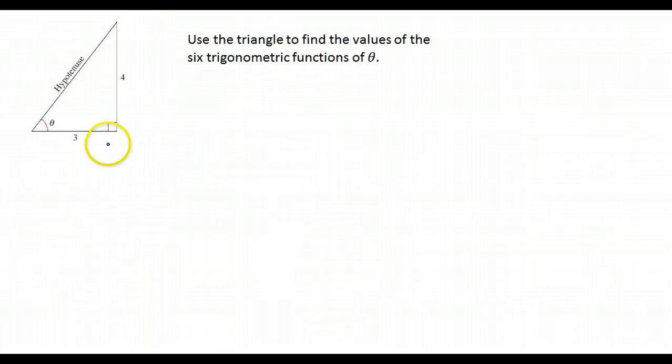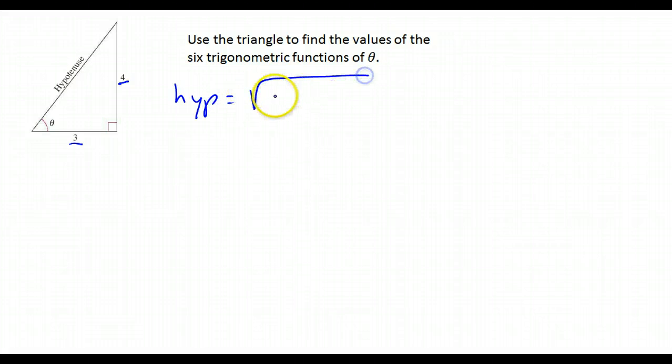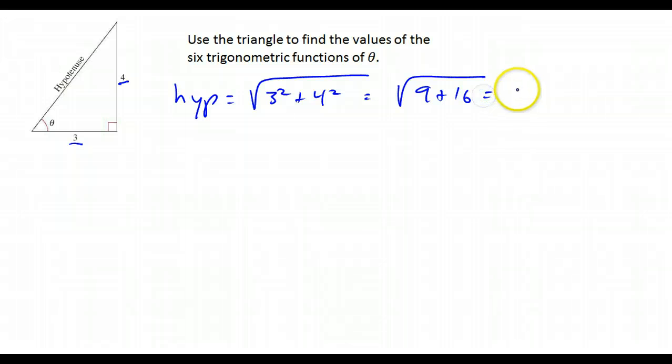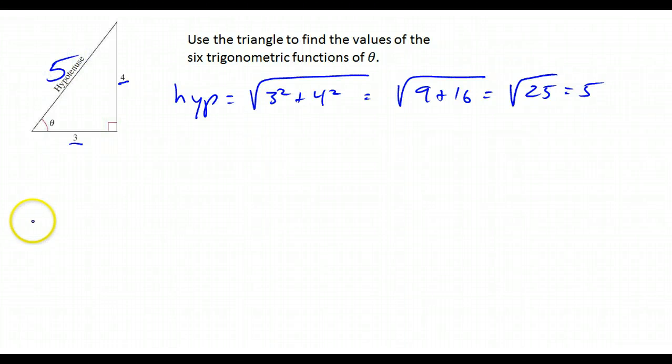So let's say we're given a triangle and we're asked to find the 6 trig functions of theta. So this is a right triangle, and one leg is 3, the other leg is 4. So by the Pythagorean theorem, the hypotenuse is going to be the square root of 3 squared plus 4 squared, which is the square root of 9 plus 16, which is the square root of 25, which is 5. You may have already figured that out because a 3, 4, 5 right triangle is pretty common. Okay, so now we know all of our pieces.